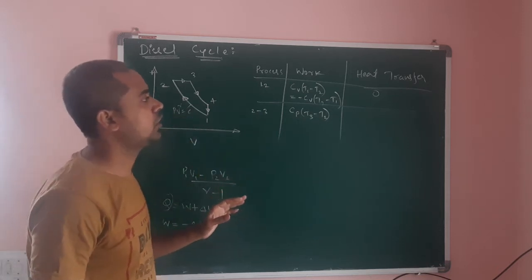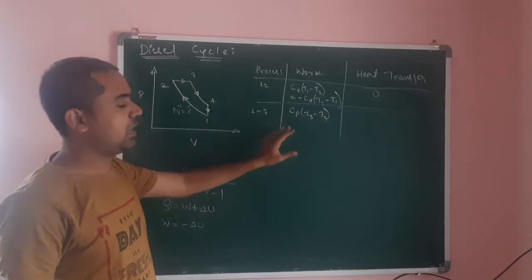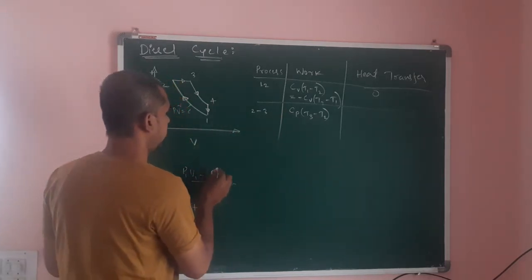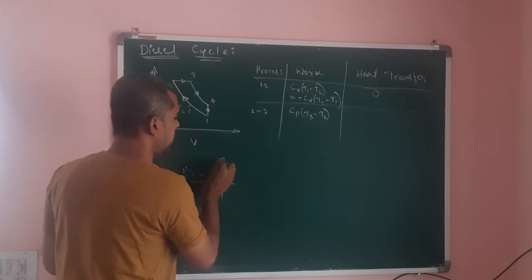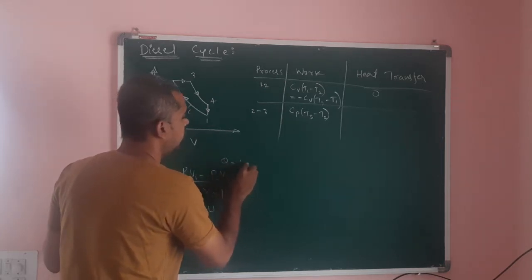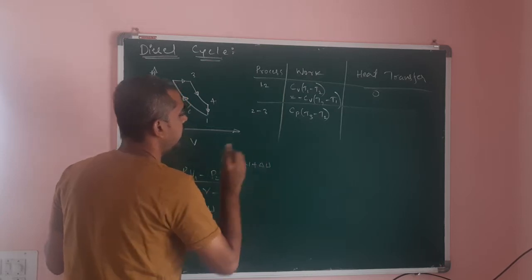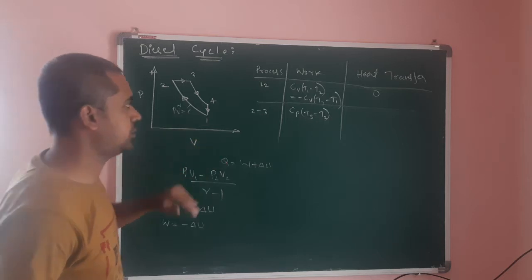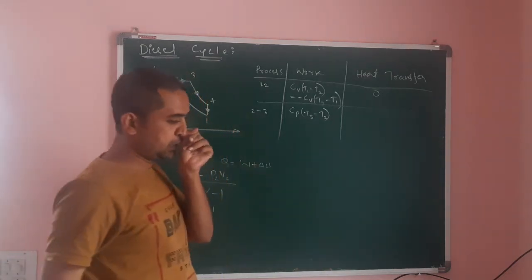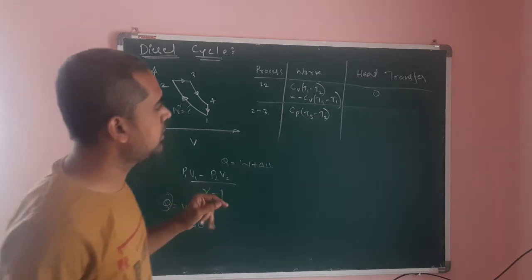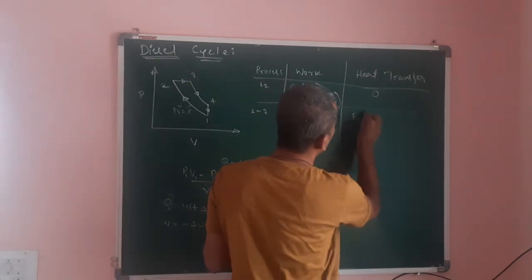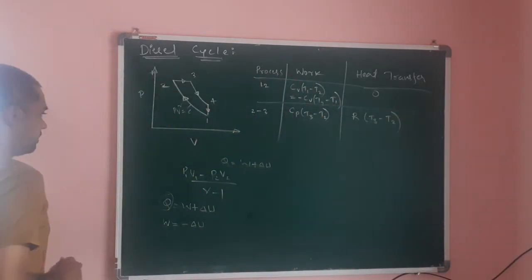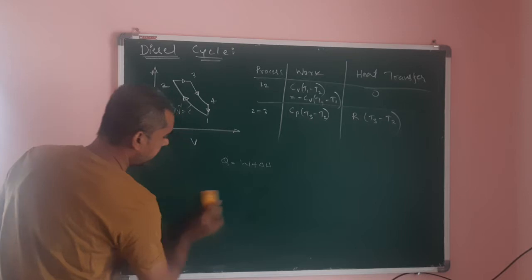And heat transfer in a constant pressure process can be given as follows. We know Q is equal to W plus delta U. Work done in a constant pressure process can be given as R into (T3 minus T2). Okay, it is like this. I will explain if you need it to be clearer.